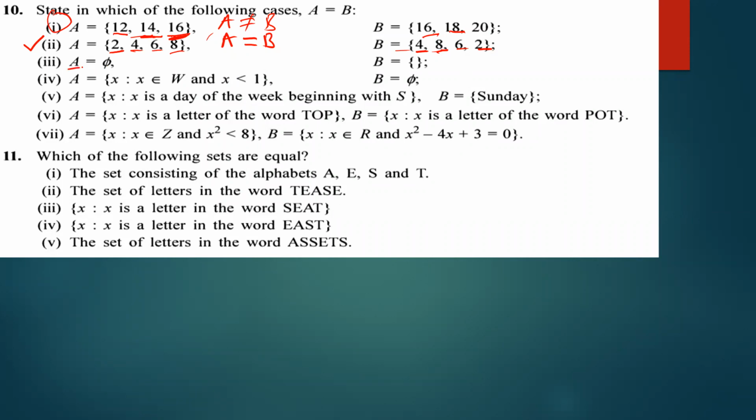And then set A is an empty set. Even this one is an empty set. So set A is equal to B even for this one. We move on to this one. We have X such that X is a member of whole numbers. These whole numbers are less than 1. So we're talking about numbers from -infinity to 1, and these numbers are whole numbers. And then we have B, which is equal to an empty set.